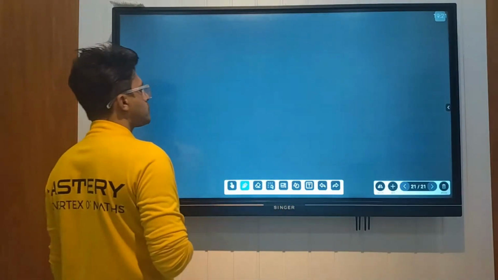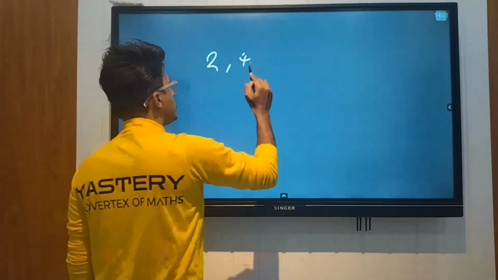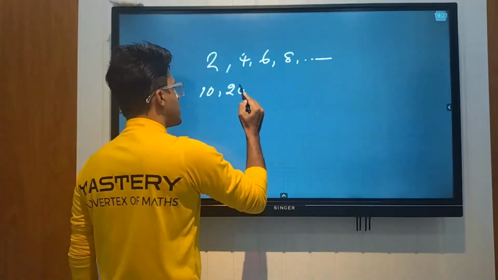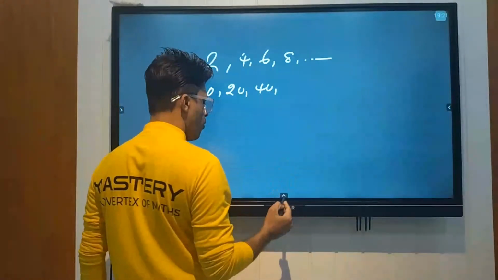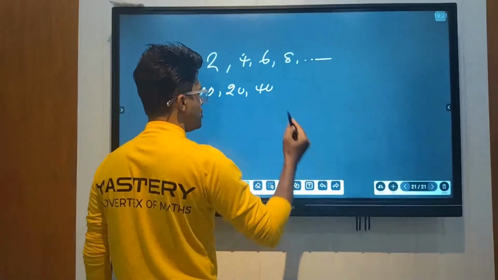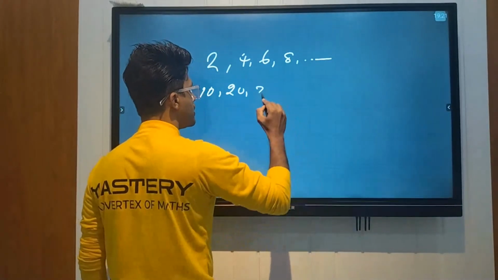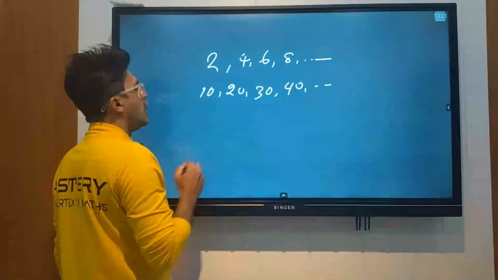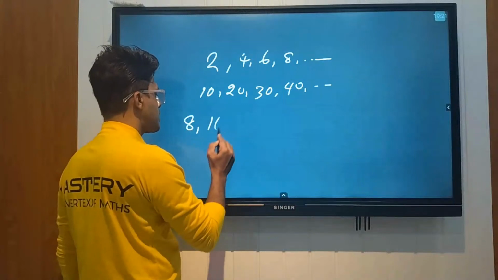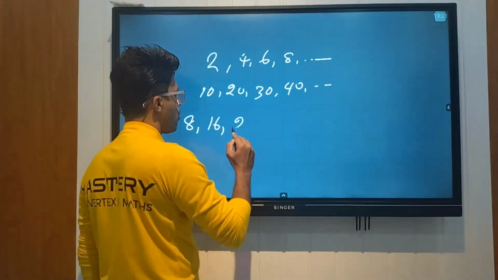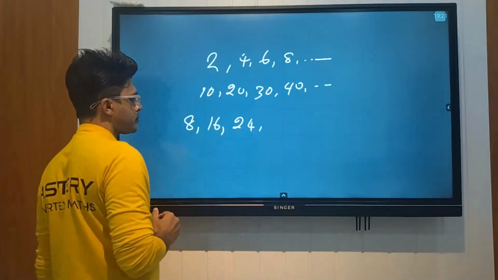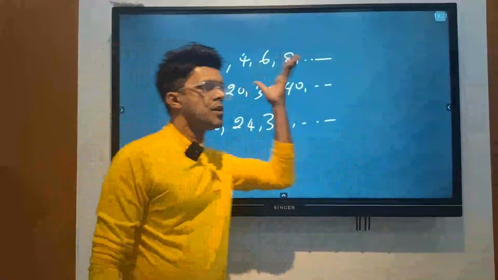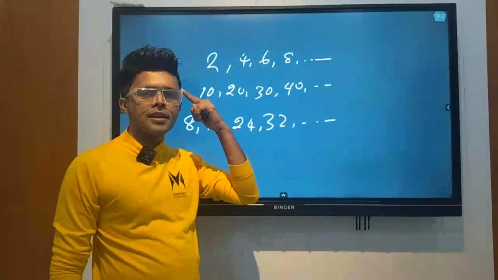So here is a summary. 2, 4, 6, 8, and so on. 10, 20, 30, 40, and so on. I'll give you this one: 8, 16, 24, 32, and so on. What is the general term of this number pattern, in terms of n?